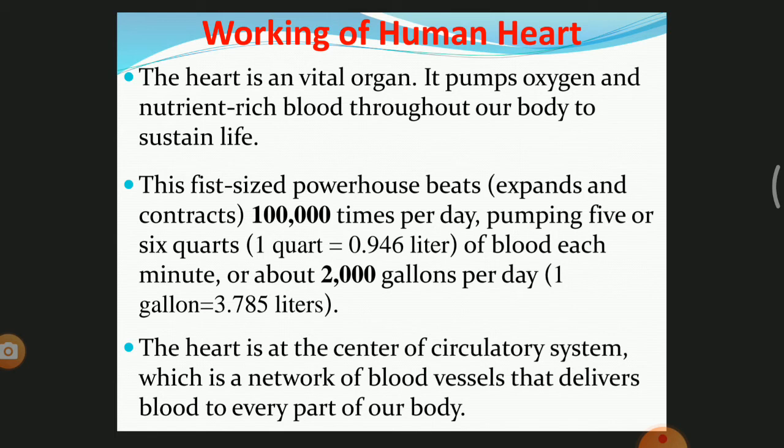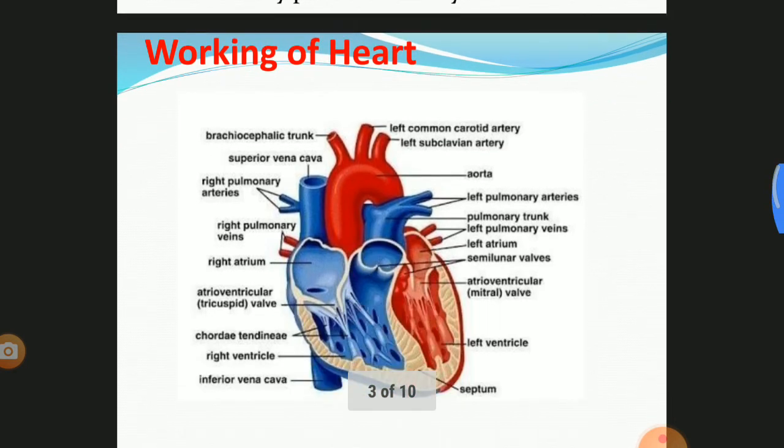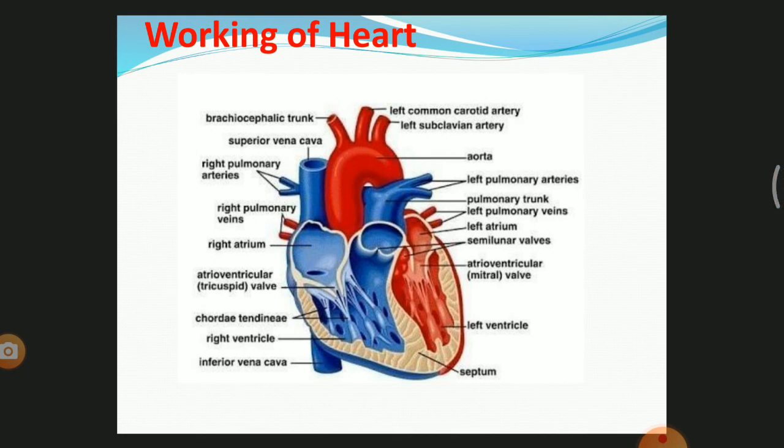So the heart is at the center of the circulatory system, which is a network of blood vessels that delivers blood to every part of our body. So how does our heart work? You see the structure of the heart. In our heart there are 4 chambers, 2 auricles and 2 ventricles.